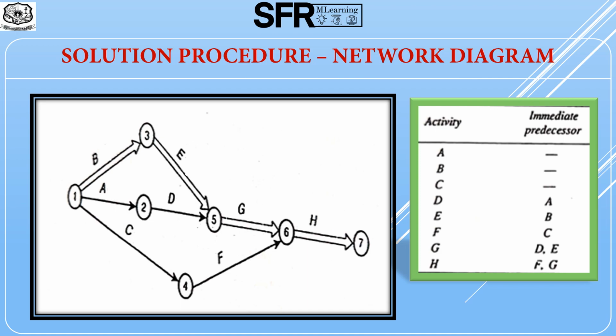Then the activities D, E, F start from the end of the activities A, B, C respectively. Then the activity G starts at the end of the activities D and E. Finally, the activity H starts at the end of the activities F and G. Hence, H ends with the end node 7.